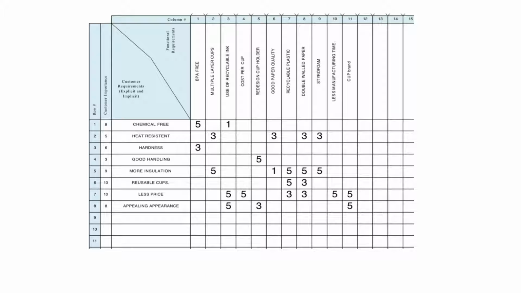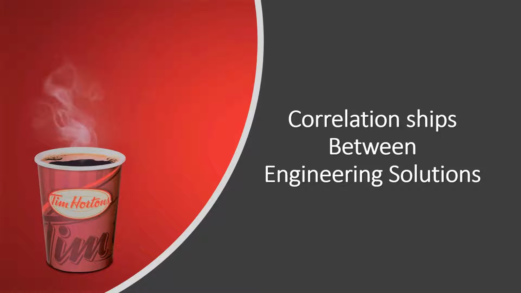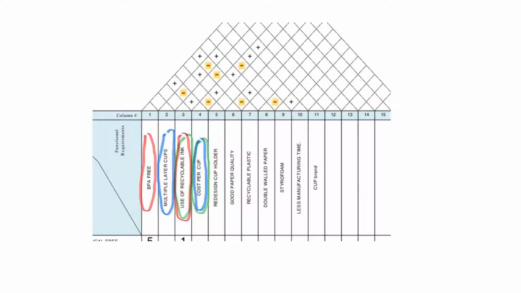So next would be our correlations. Excuse me. Let's go with correlations. The correlations matrix is the top triangular part of the QFD table. Let's look into it.